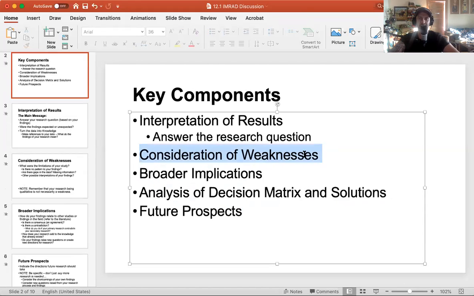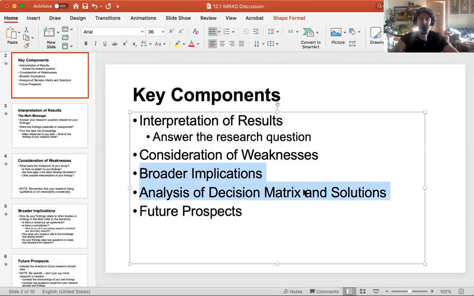We need to consider our weaknesses, broader implications. Broader implications can technically be connected to other things. Okay. So it could have its own section. It might not. Maybe it's connected to this. All right. I think oftentimes broader implications is connected to decision matrix and solutions. And so maybe it's just those two sections are combined. And then, of course, future prospects.